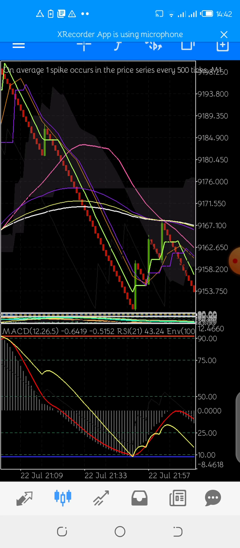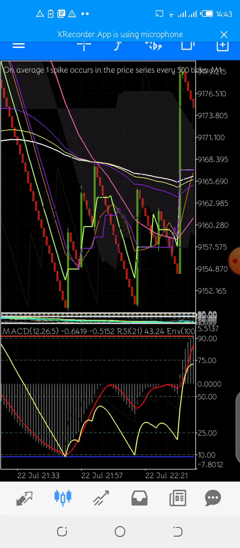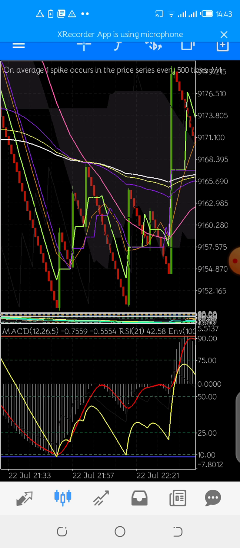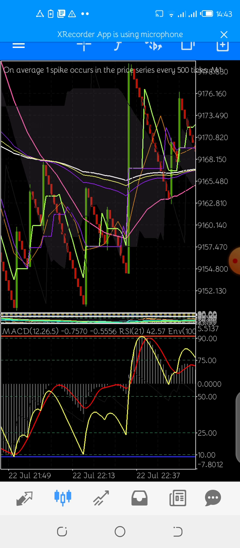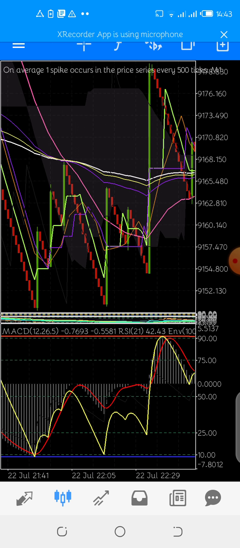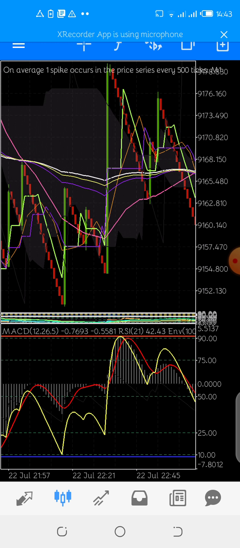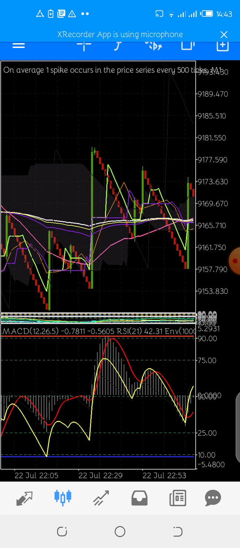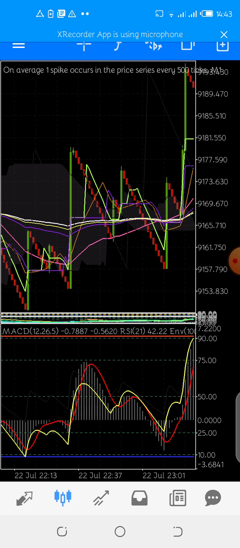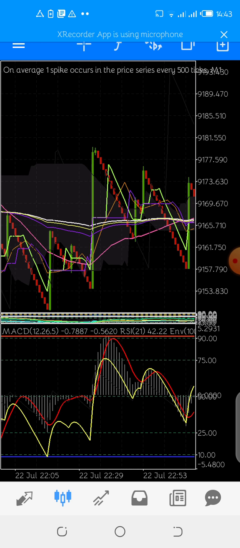Let's still look for another one. So the moving average is still very far. You see, as long as it didn't meet the requirement, you will find that immediately before you get your 15 candles, the spike will have come.